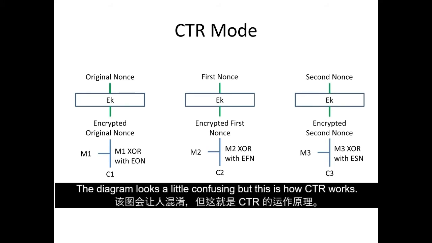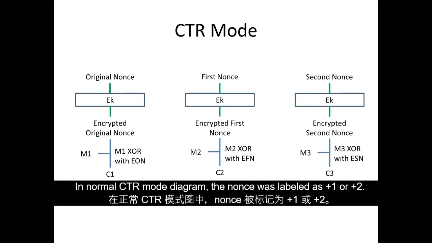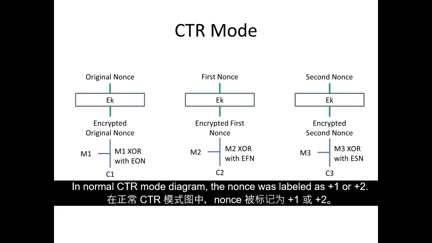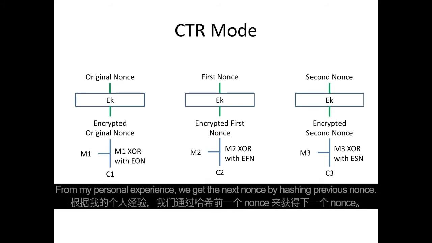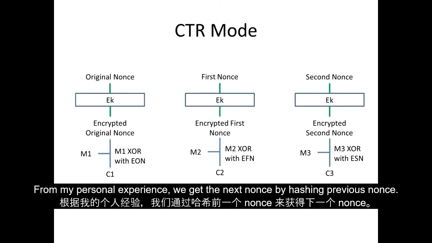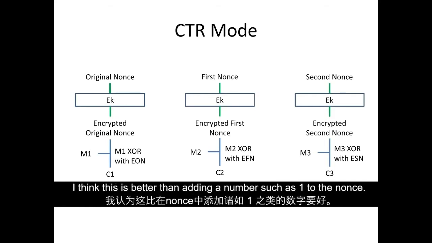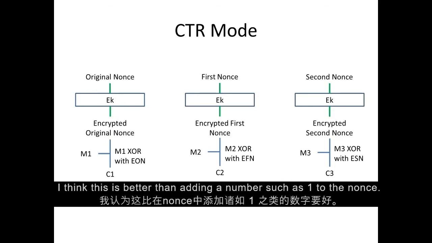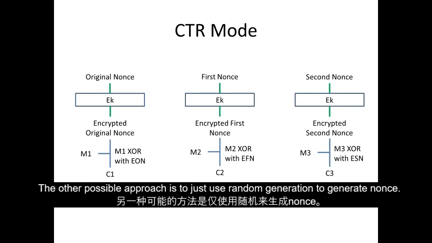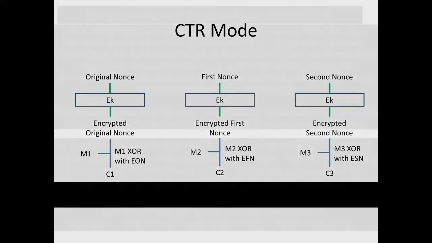The diagram looks a little confusing, but this is how CTR works. In normal CTR mode diagram, the nonce was labeled as +1 or +2. From my personal experience, we get the next nonce by hashing previous nonce. I think this is better than adding a number such as 1 to a nonce. The other possible approach is to just use random generation to generate nonce.